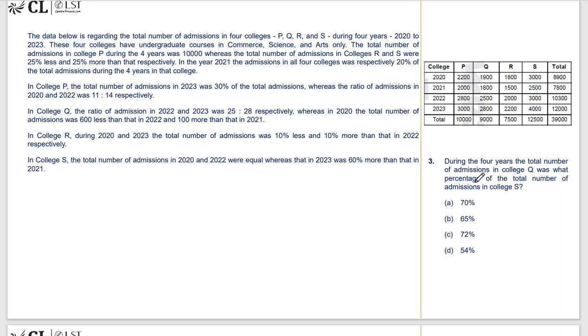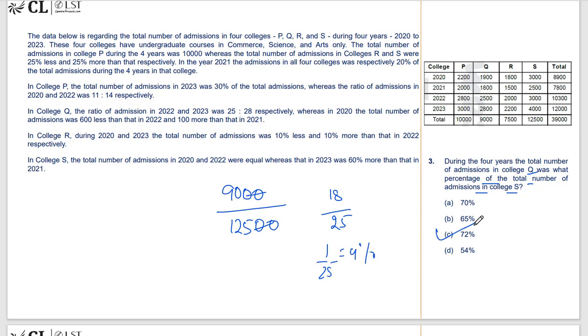During the 4 years, the total number of admissions in college Q was what percentage of the total number of admissions in college S? Q had total admissions of 9,000, whereas S is 12,500. Okay, so 90 upon 125, if we reduce by 5, we are getting 18 upon 25. Now remember, 1 upon 25 is 4%. So 18 into 4%, the answer would be 72%.